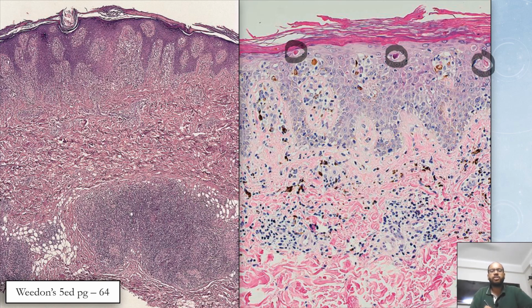Now, what essentially are dyskeratotic cells? Dyskeratotic cells are just keratinocytes that are not able to properly mature into normal keratinocytes. There is a slight difference between a dyskeratotic cell and an apoptotic keratinocyte.